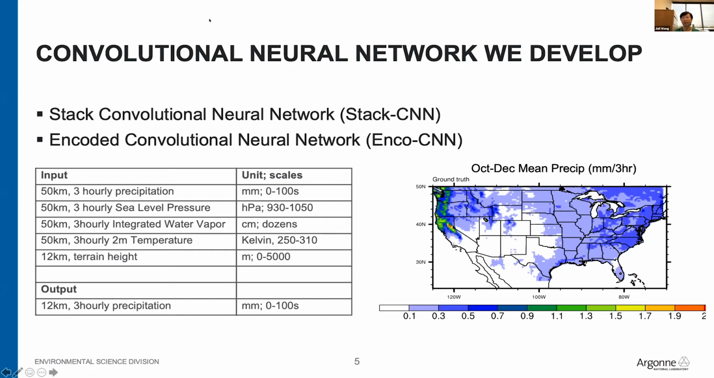In this case, our testing period is October to December, as you can see on the right for the map, when the Northwest has its largest precipitation of the year. And there is also a good amount of precipitation over the Southeast. Next slide, please.